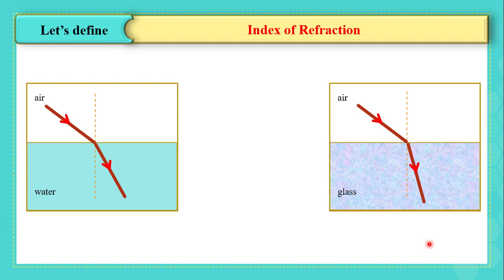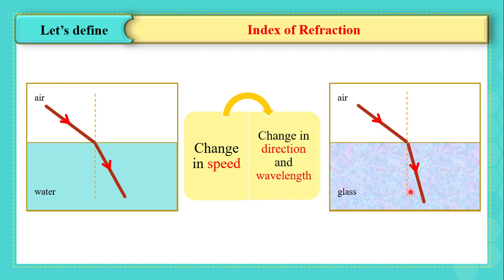We can clearly notice, other than the change in their speeds, in glass the refracted ray bends more toward the normal. Therefore, the change in speed may lead to a change in the direction and in the wavelength of the refracted wave. In this case, when light travels from air into glass, it slows down more than it does when traveling from air into water. That's why, in the second figure, the refracted ray bends more toward the normal.